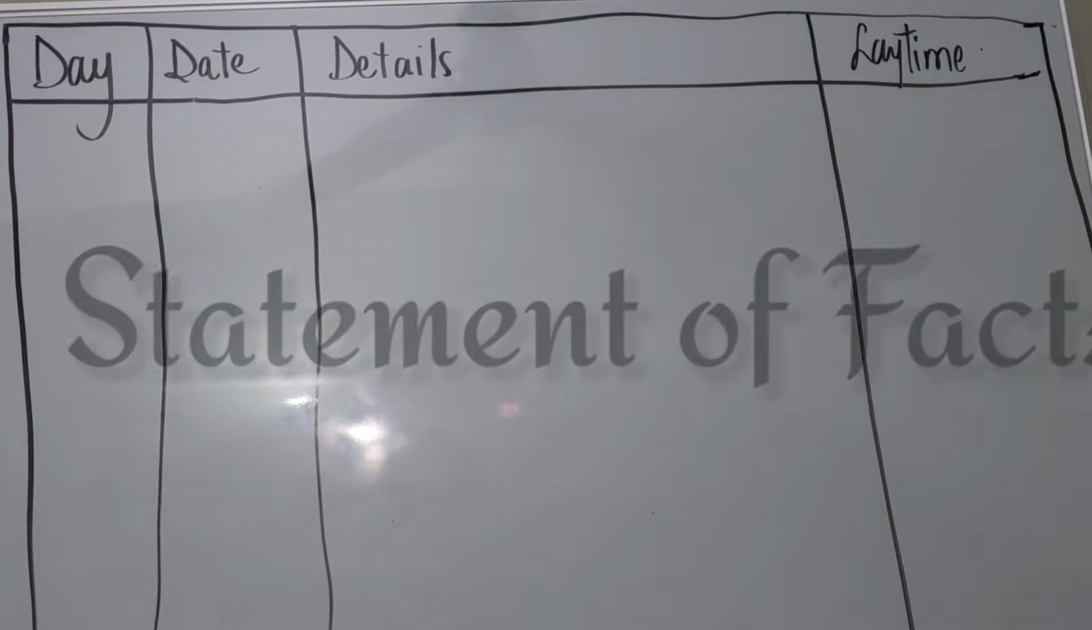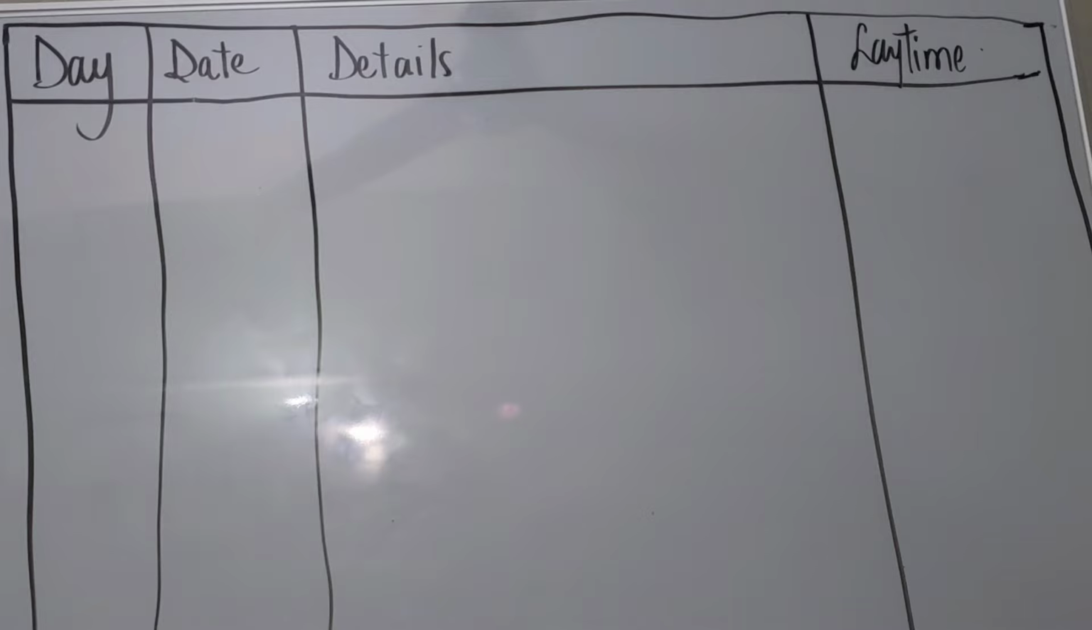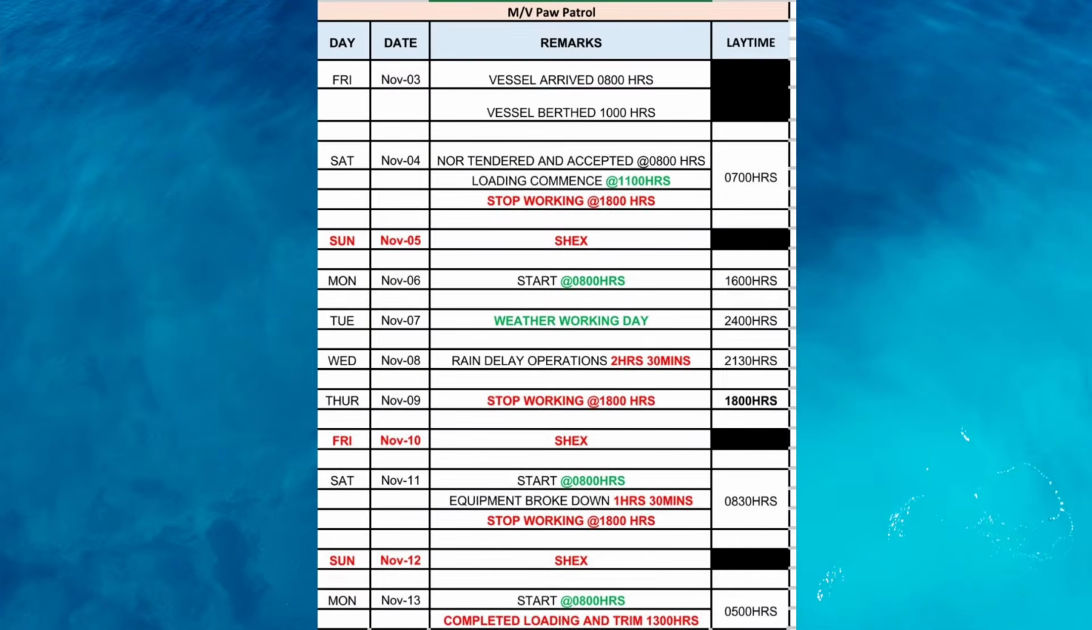Step 2, the statement of facts. So this is where we record laytime. So we have the day, the date, the details. It can either be details or remarks, and we have laytime. Don't be alarmed if this is not the statement of fact sheet that you're used to. There's another one, and I'll be doing a video on that one as well. All the information here is what was given in the instructions. So everything that's in the instruction, that's what we apply here.